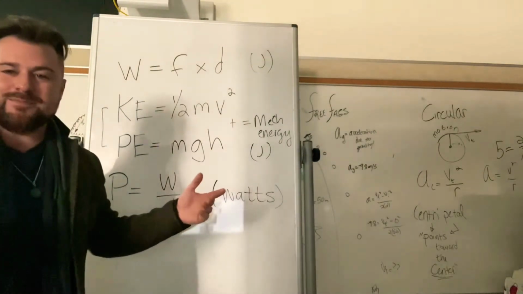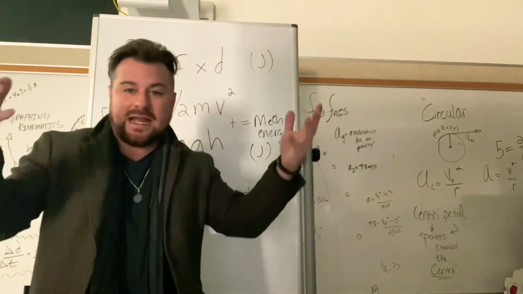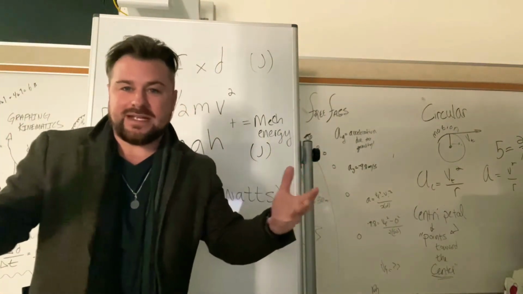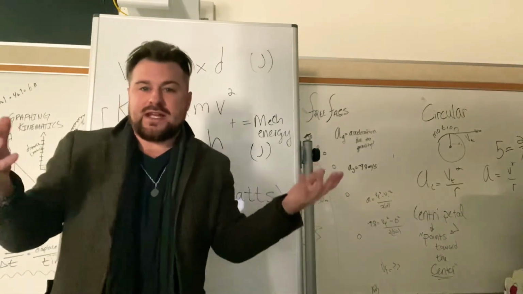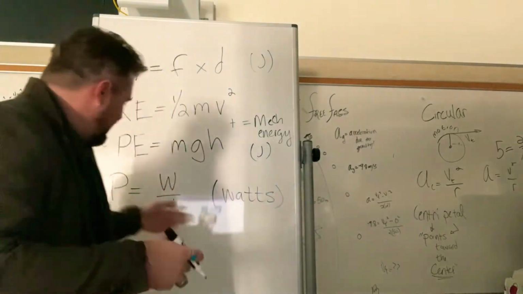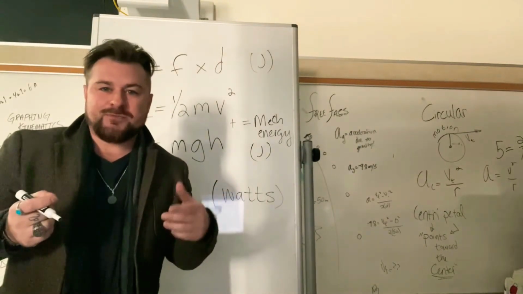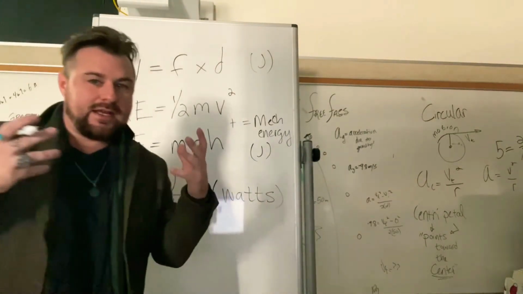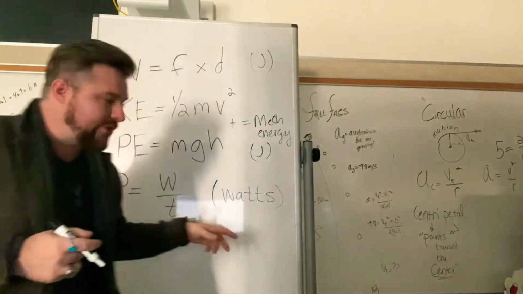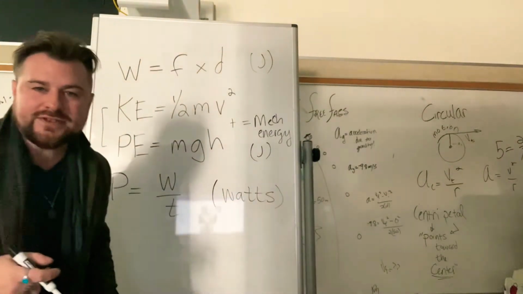So your house uses a certain amount of kilowatt hours. That's a measurement of power, and it's work divided by time. The more powerful things do a lot of work in a little bit of time. That's a power rating, so that's measured in watts.